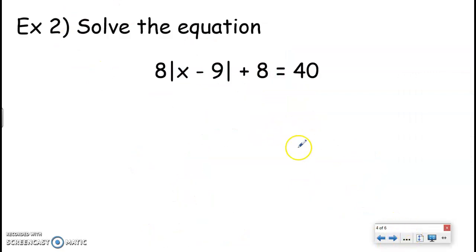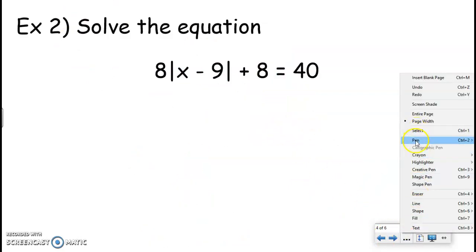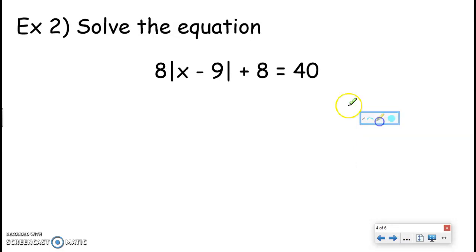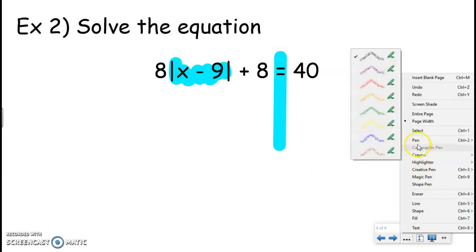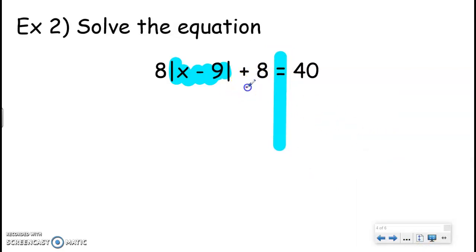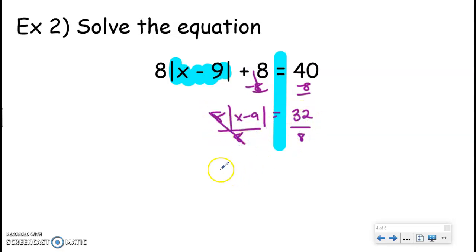Number 2. Okay, same idea. We're going to isolate the absolute value on one side before we can do anything else. So I have 2 8s that we need to get rid of. The first one I'm going to take care of is subtracting 8 from both sides, so minus 8 on both sides, to get 8 times the absolute value of x minus 9 equals 32. Then we need to divide by 8, since they're right next to each other. Do not distribute, to get the absolute value of x minus 9 equals 4.